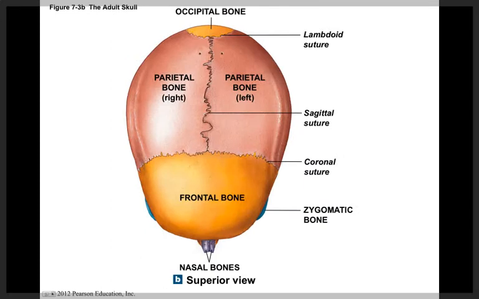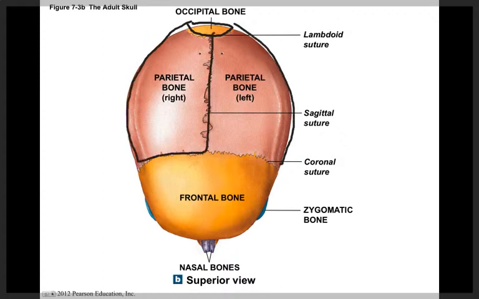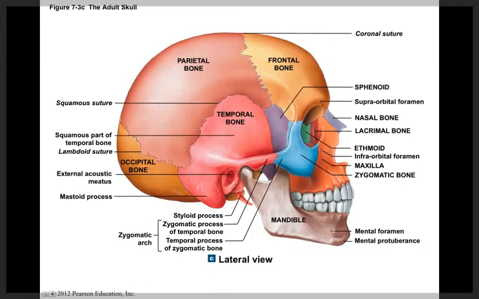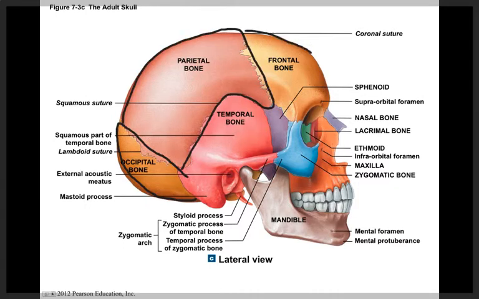From a superior view we can see the occipital bone again, just a little bit of it. We can also see the parietal bones, the larger superior portion of them. And we can also see a bone on the anterior part of the skull that's called the frontal bone. So your forehead is part of the frontal bone. On a lateral view we can see these bones again. Here's the occipital bone, here's the parietal bone, here's the frontal bone that helps to make up your forehead and part of your eye socket.